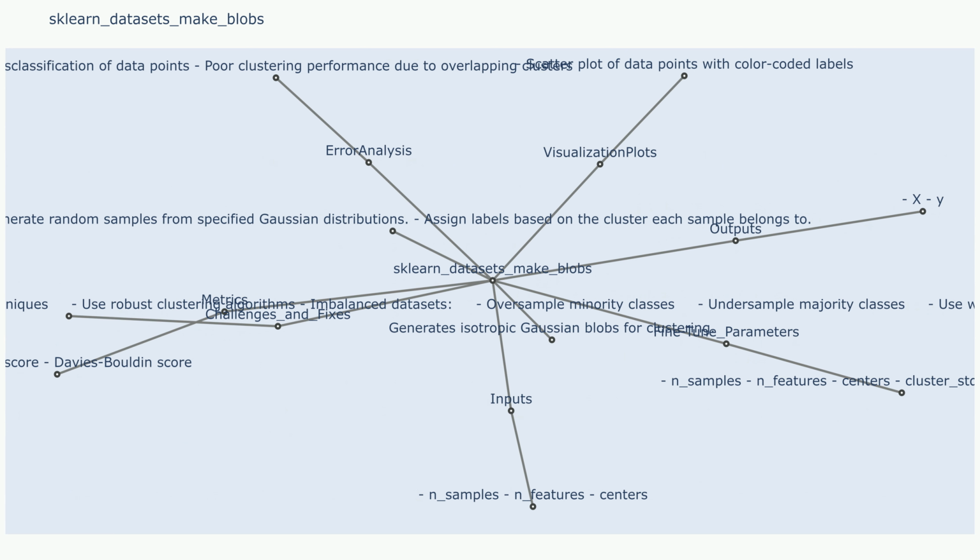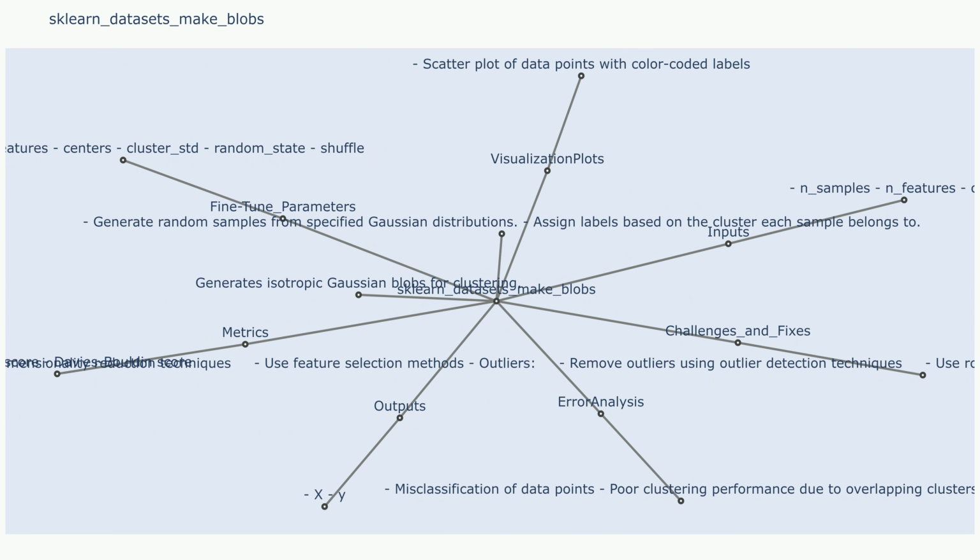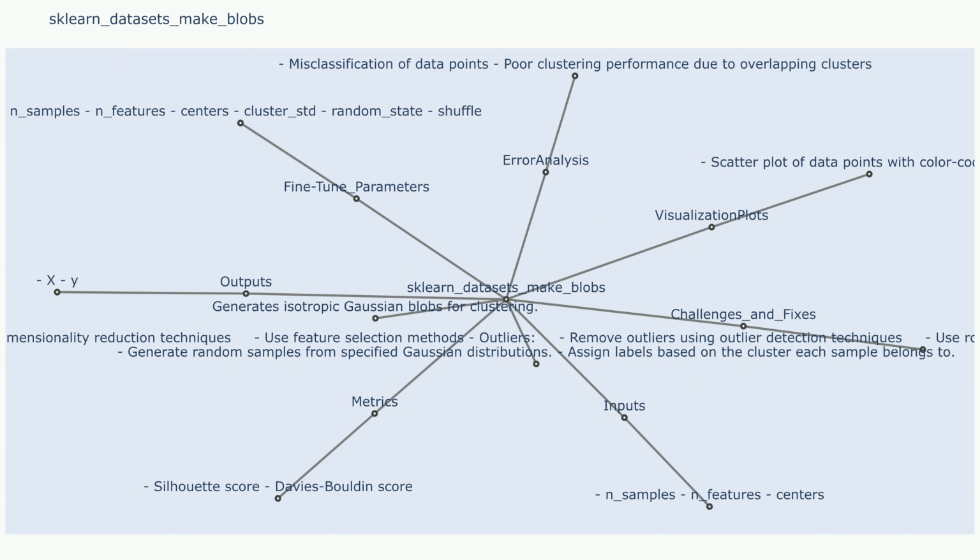Challenges and fixes. Challenge 1: overlapping clusters. If the standard deviation of the clusters is large or centers are close together, the generated clusters may significantly overlap. Sample use case that resulted in challenge 1: when using cluster STD 2.0 with centers that are close together, the generated clusters might be too diffuse and hard to distinguish. Fixes to challenge 1: reduce the cluster STD value, or increase the distance between the cluster centers.